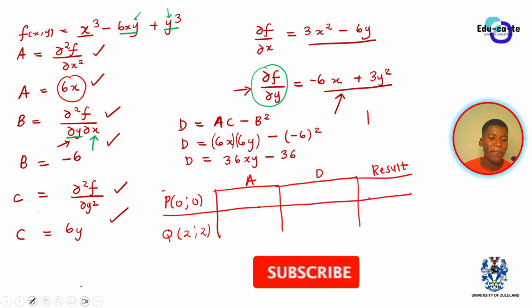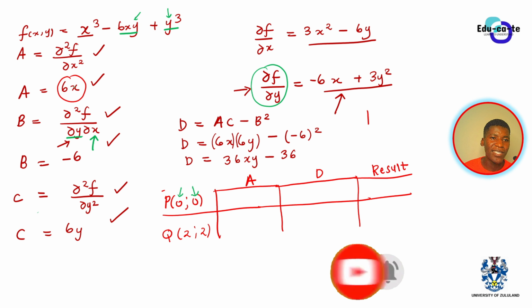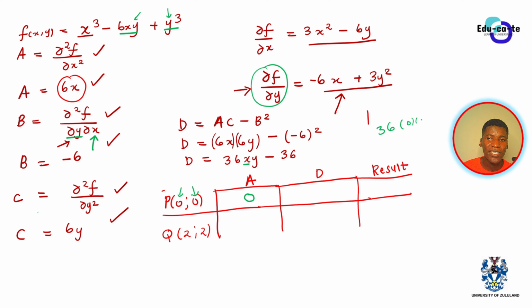In this case, if we are picking the point P given by (0, 0), then we're going to substitute 0 into here. So this will be just 6 times 0, and the A value there is 0. What about the discriminant? You do the same thing. Your discriminant is in terms of x, so you're just going to put 0 where there's x. This will give you 36 times 0 times y, and y is also 0 in this case, and then minus 36. The answer that you're going to get will be just negative 36.